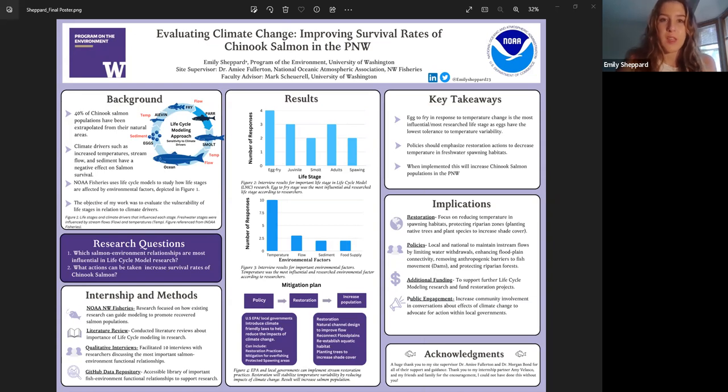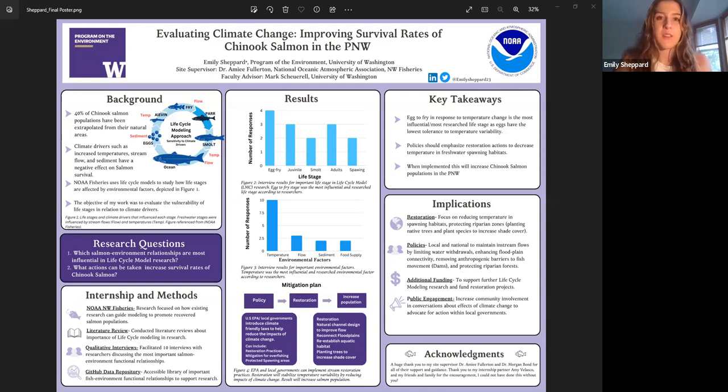Roughly 40% of salmon populations have been extirpated from their natural areas due to climate drivers, which can include increased temperature, sediment, food supply, flow, and others, and all can have a negative effect on salmon survival at all life stages. Therefore, life cycle models are used to study how different life stages, for example, egg, fry, smolt, or adult, are affected by certain drivers, as depicted in Figure 1.